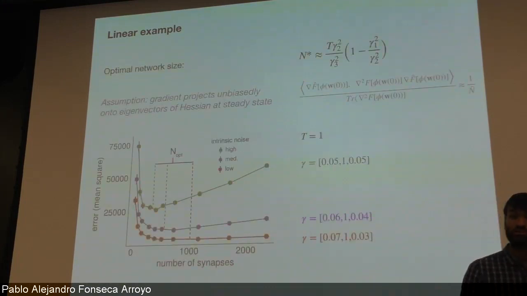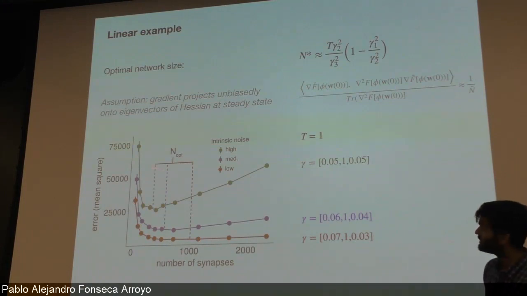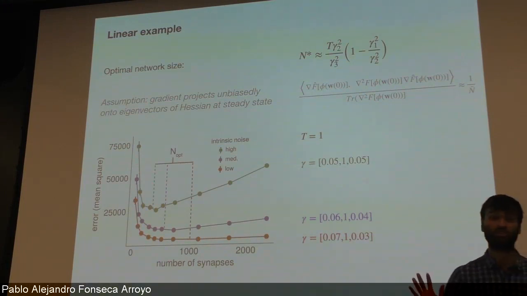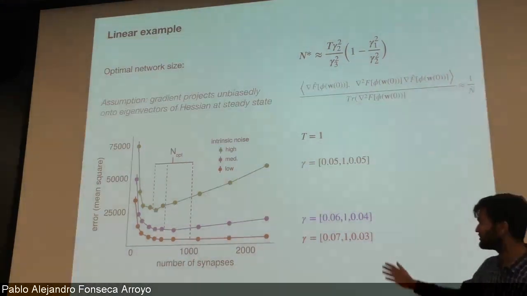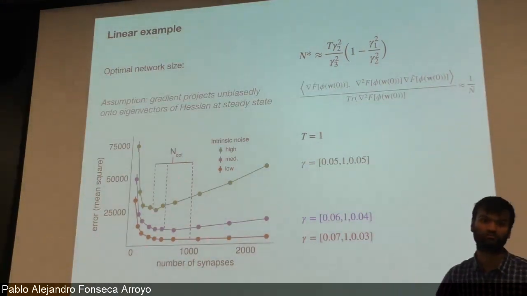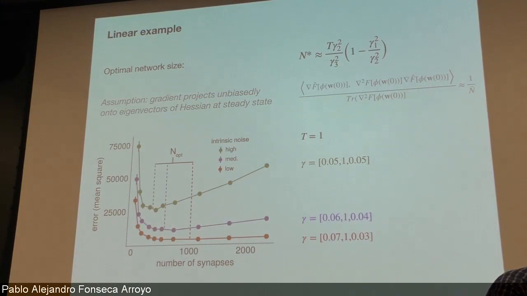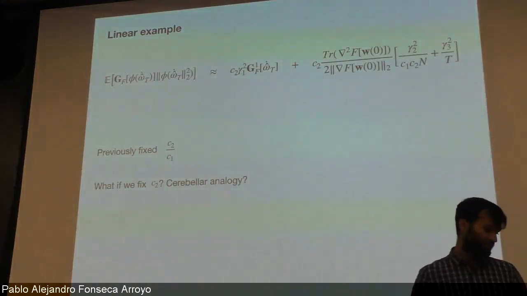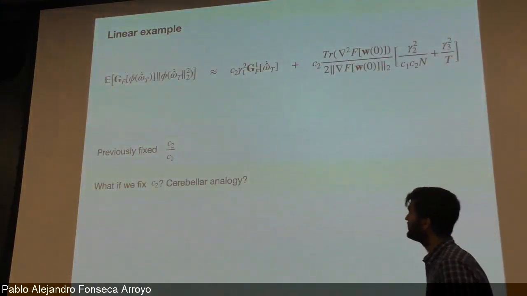But the only reason I fixed that was just to have one free parameter, because if I only increase C1, the optimal network size would be infinity. It's just a demonstration of the maths, that the maths checks out. Nothing more than that. But actually, yes, you kind of preempted my next slide.